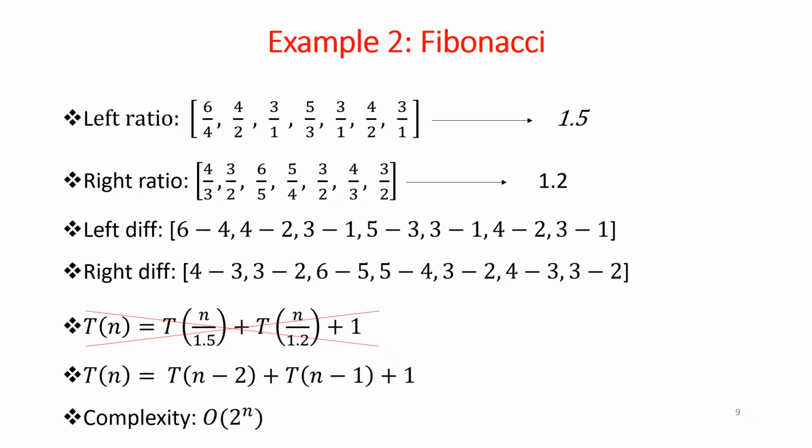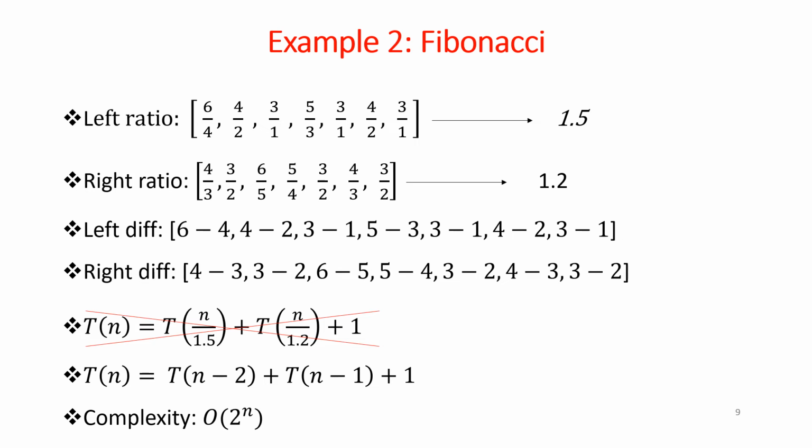As shown earlier for the case of mergesort, we compute the left ratios by taking the size of input at the current node divided by the size of input at the left child node. Similarly, we compute the right ratios by taking the size of input at the current node divided by the size of input at the right child node. We also compute the differences in a similar manner.